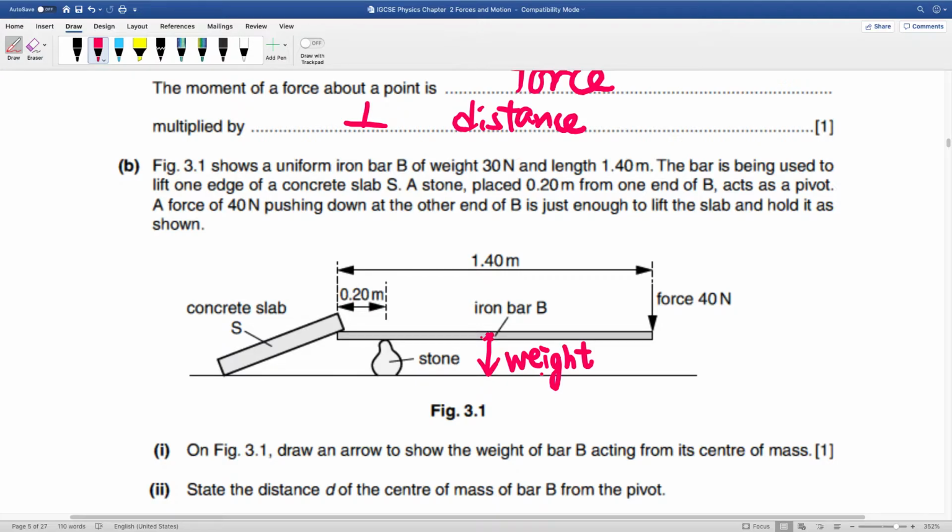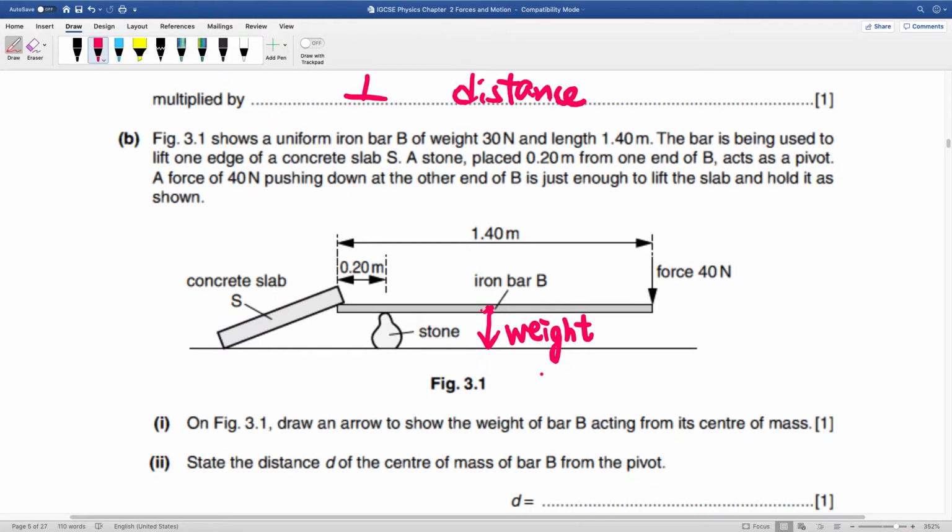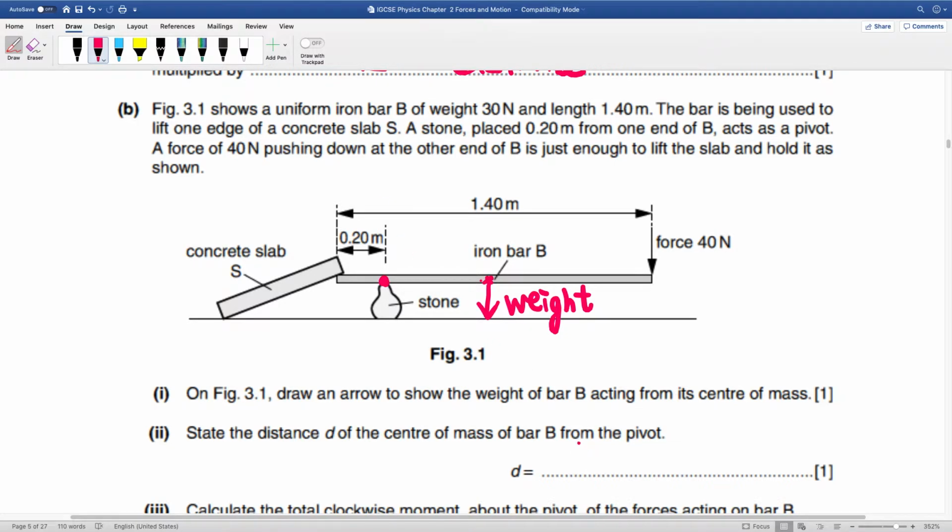State the distance d of the center of mass of bar B from the pivot. Where is the pivot? The stone. This point. Does it state the pivot is here? That is 1.40 divided by 2 minus 0.2. Okay? Gives you 0.5 meter. But in our GCE, you need to write 0.50 meter.